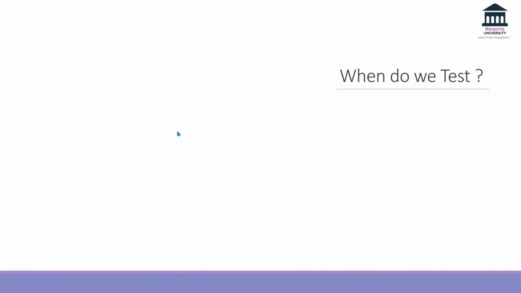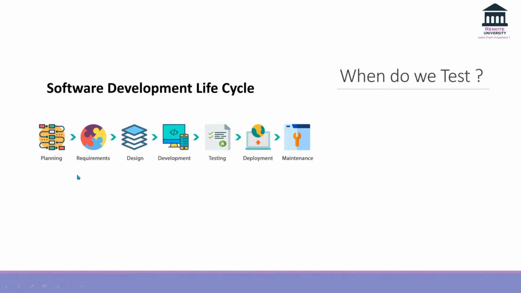Now that you know what is software testing, let's check when do we test in the software development lifecycle. If you look at the various phases of the software development lifecycle, first the project or the application or the product will be planned. And after planning is completed, we start gathering the software requirements. So this is very important because this is what we are going to be used later in our testing.